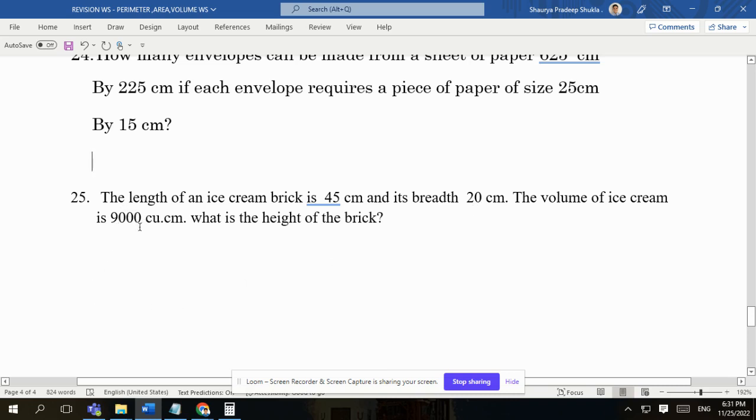900 multiplied by what equals 9000? 10. Answer is 10. I hope you got the problem. We got that because we are dividing 9000 by 900. How did we get 900? That is 45 multiplied by 20. Okay. That's it.